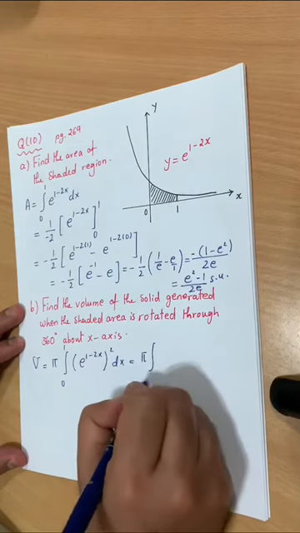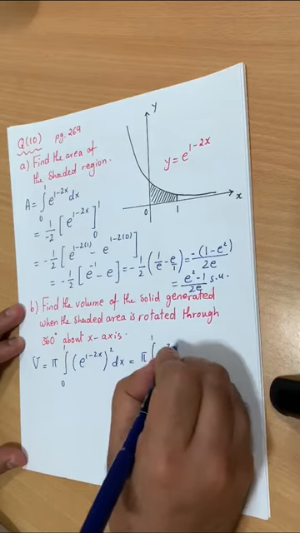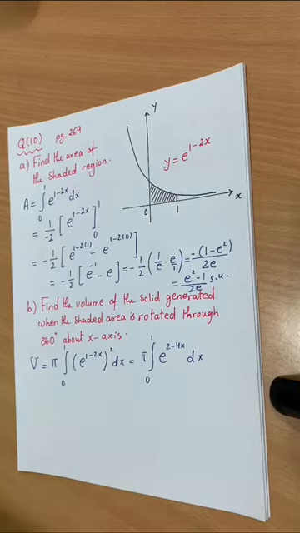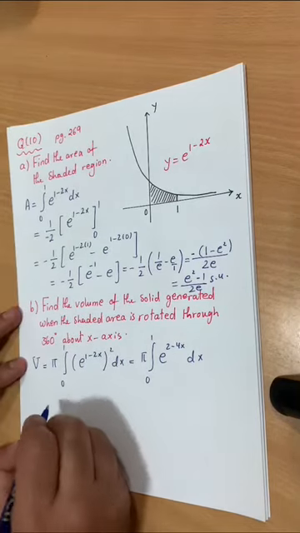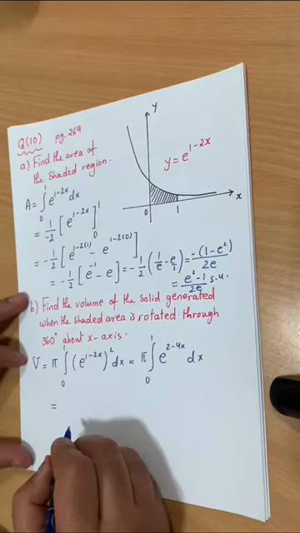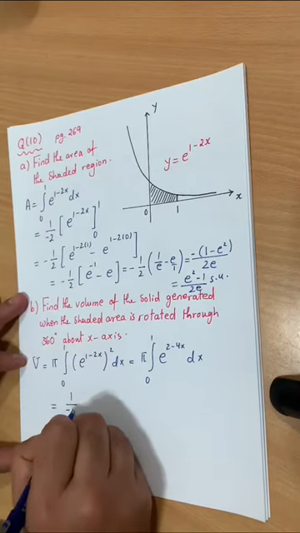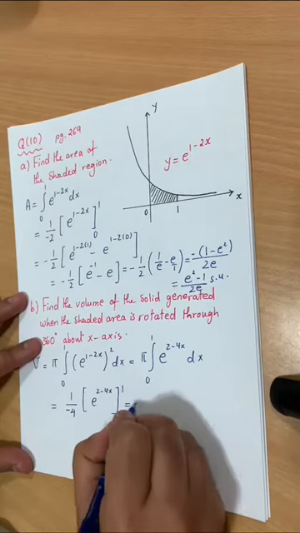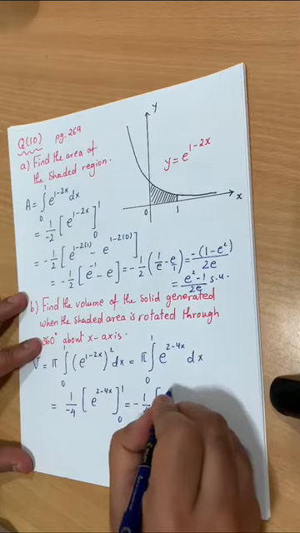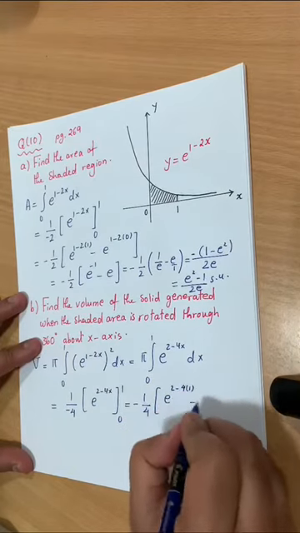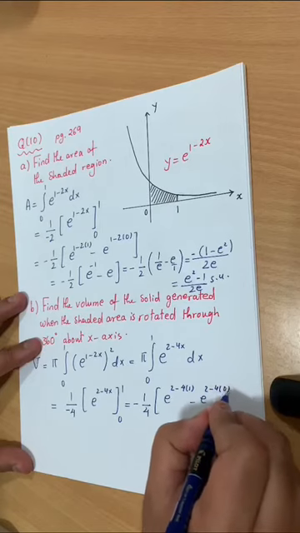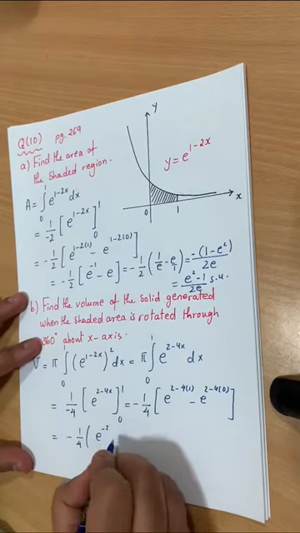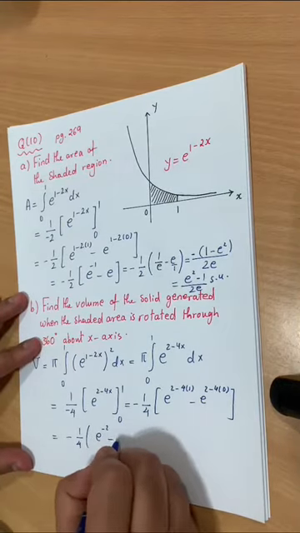So keep the pi as it is, integration from 0 to 1 of e to the power of 2 minus 4x dx, because you're supposed to multiply the powers, not raise the power to the power, just multiplying the powers. The derivative of the power is negative 4, and negative 4 is not given, so 1 over negative 4 e to the power of 2 minus 4x from 0 to 1. Negative quarter, e to the power of 2 minus 4 times 1, minus e to the power of 2 minus 4 times 0. Negative quarter, then e to the power of negative 2, because 2 minus 4 is negative 2, minus e to the power of 2.